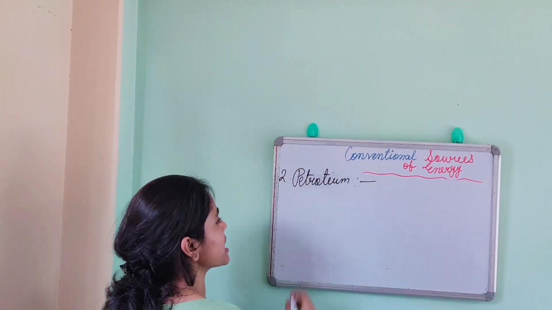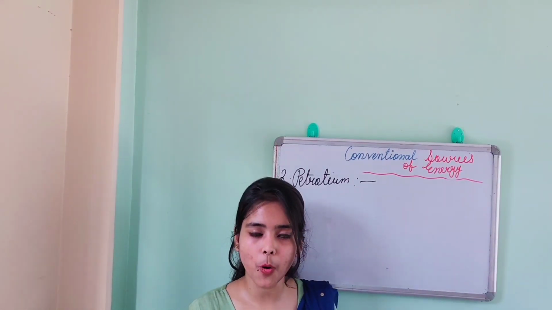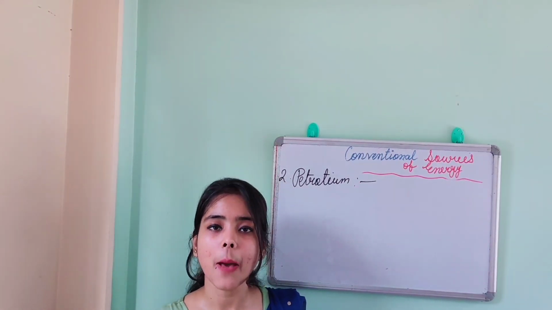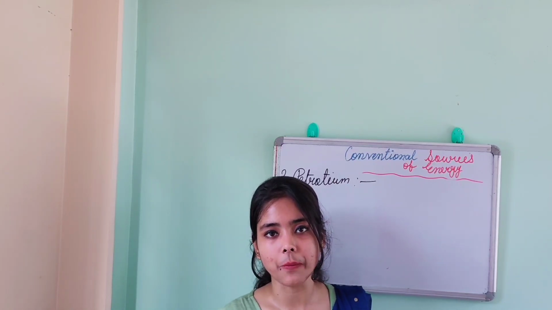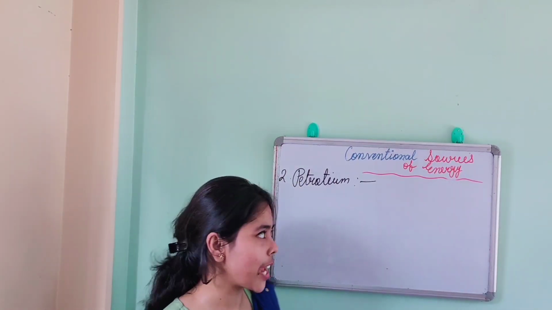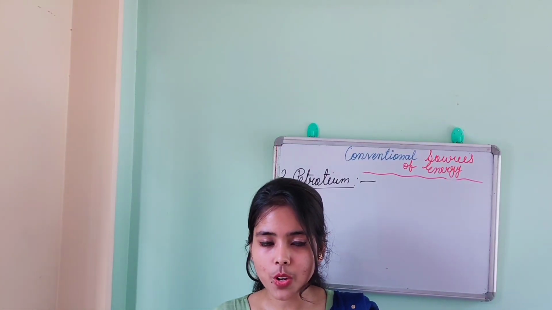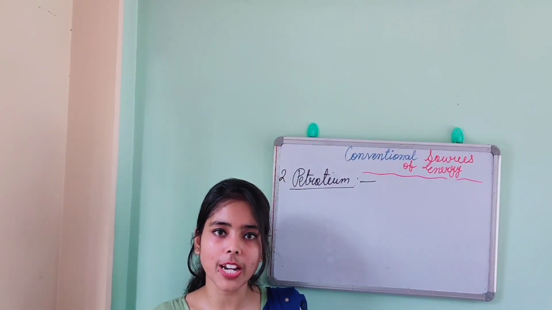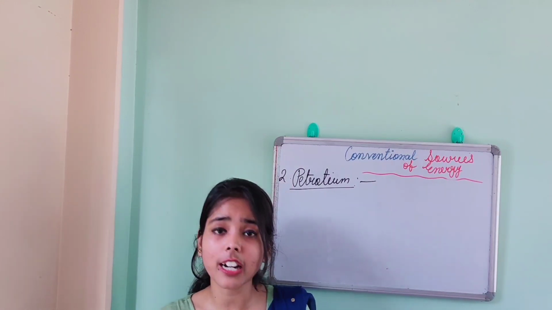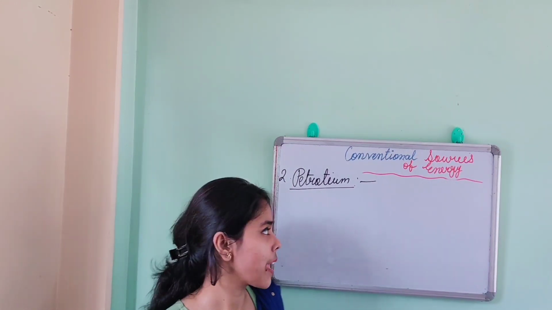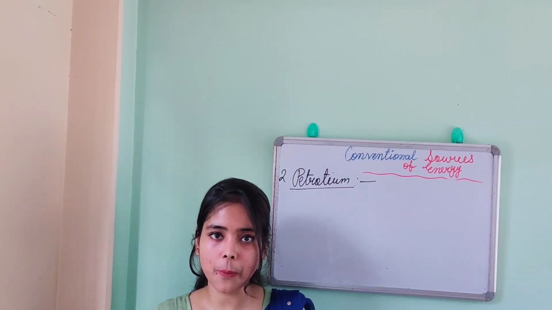So petroleum, this word has been derived from two important words. Number 1, petra. Petra means rock, and oleum, that is oil. So generally petroleum is known as rock oil. Why so? Because petroleum is found in underground reservoirs. Okay. And what are the basic uses of petroleum?